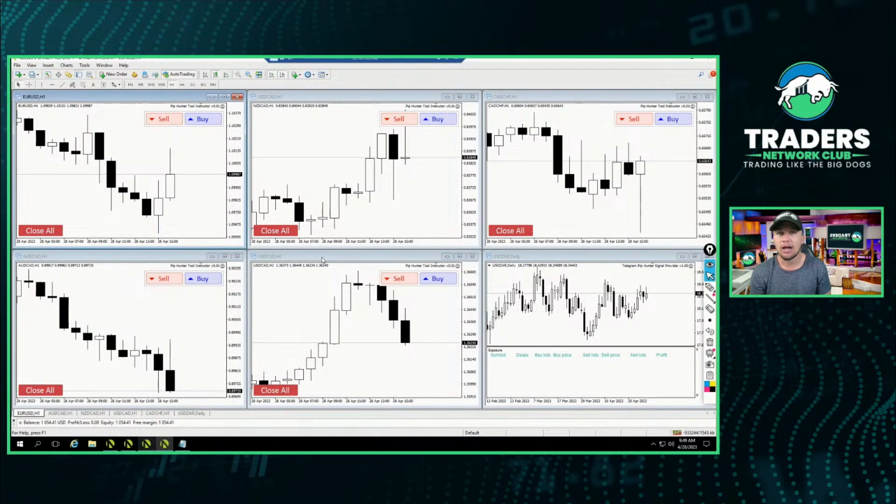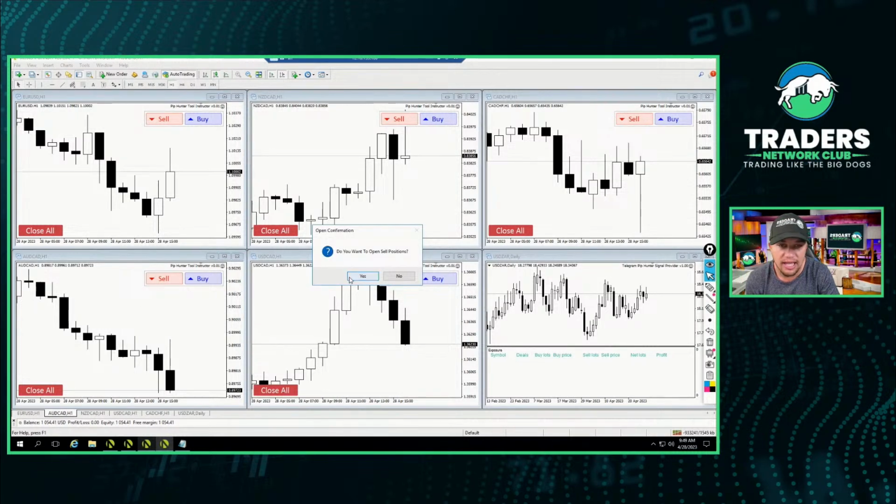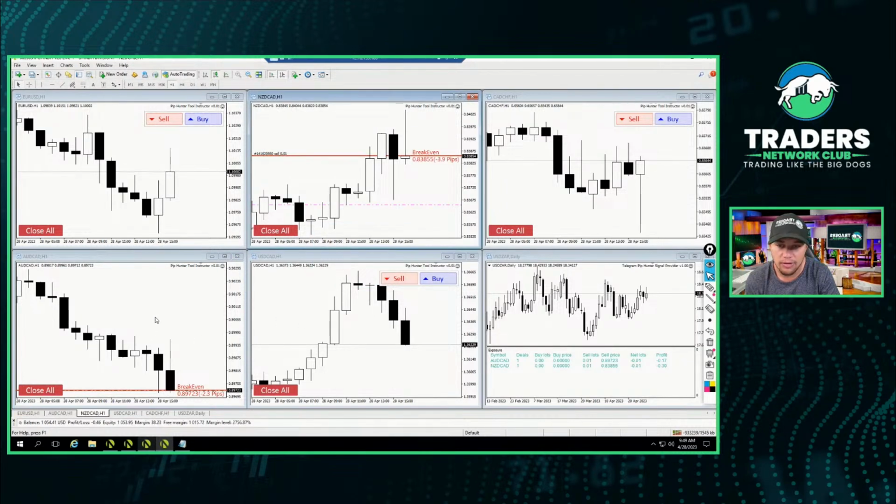Now take a look at how the tool is so easy and simple to use. Once you have this tool on your charts, you'll see these buttons. And I'm going to go ahead and just click sell here on the Aussie CAD and sell on the New Zealand CAD. And just like that, we're in two sell positions here on these pairs.